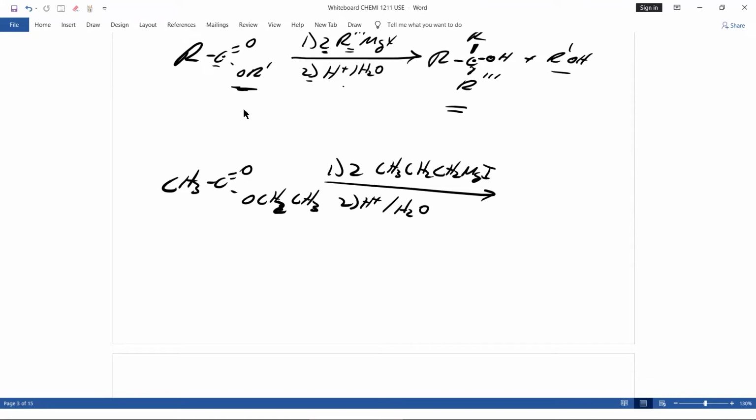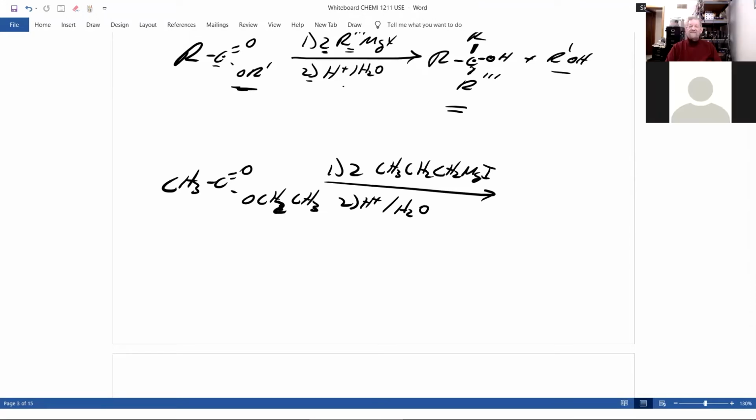And here's one for you to have fun with. So have fun. And this reaction I will never give as a synthesis reaction on a test.